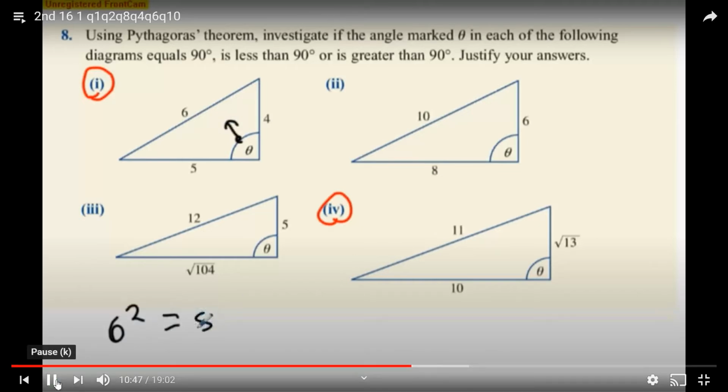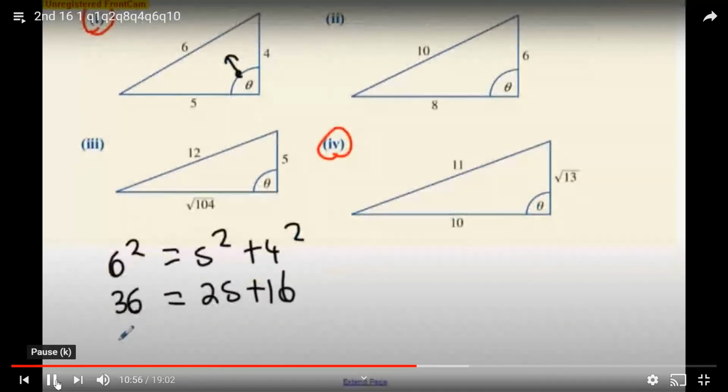So in question 1, we're going to use 6 squared equals 4 squared plus 5 squared. 6 squared is 36, 5 squared is 25, and 4 squared is 16. And what we can see there is that 36 is less than 25 plus 16, which is 41. This means that this must be an acute angle because it must be smaller than 90 degrees.